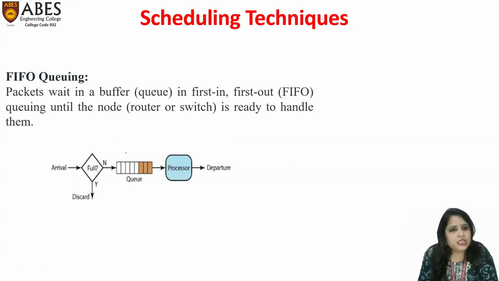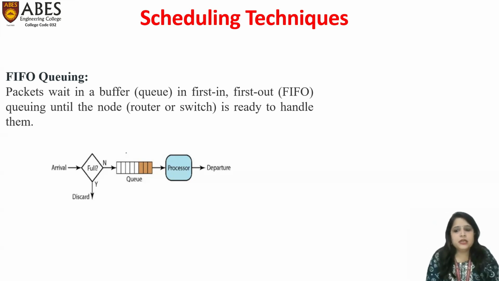First scheduling technique is FIFO queuing. Here FIFO stands for first in, first out queuing. In this technique, packets wait in a buffer. Buffer is nothing but a queue, a first in, first out queue. So in this technique, packets wait in a buffer until the node or processor is ready to handle them. This is FIFO queuing.